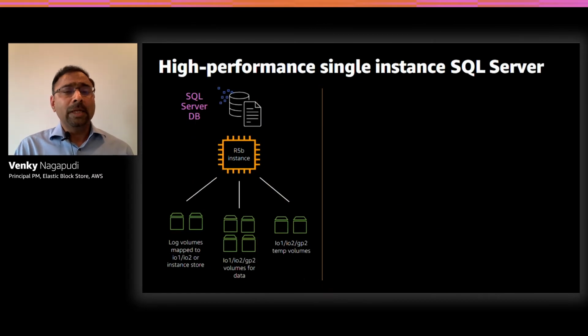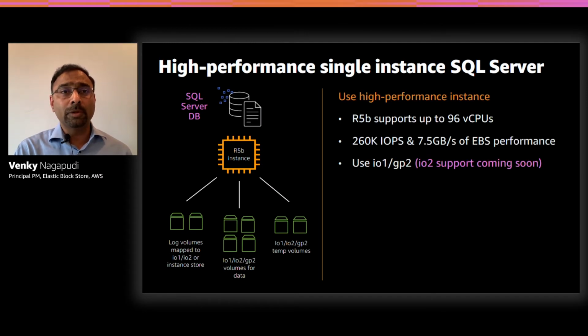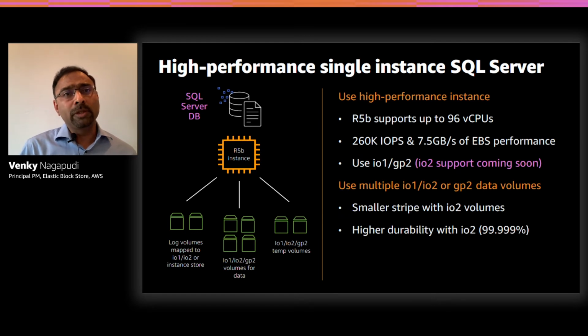So let's take a look at what the optimal solution looks like for your high performance SQL Server. We do think it should use the R5B. And R5B today supports GP2 and IO1 volumes. And soon enough, it's going to support IO2 as well. For your volumes, you're going to split them up as data, log, and temp. For your data volumes, you could either use the general purpose volumes or provisioned IOPS volumes. But as I mentioned, it might be useful to use the IO2 volumes because of the higher durability.